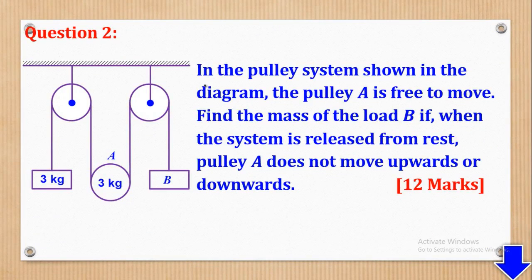Now we shall go to question 2. Question 2 says that in the pulley system shown in the diagram, the pulley A is free to move. Find the mass of load B if, when the system is released from rest, pulley A does not move upwards or downwards.